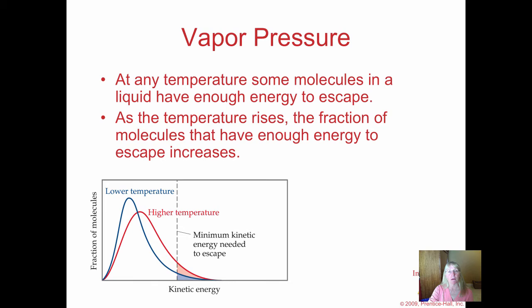As you crank up the temperature, though, the fraction of molecules that have enough kinetic energy to escape the intermolecular forces that hold them in the liquid becomes greater. And that's what this graph is showing here. The red line represents the same substance at a higher temperature, and the dotted line represents the minimum amount of energy required for molecules to escape the liquid phase. So essentially, the area underneath the curve, which represents the fraction of molecules which have sufficient kinetic energy to become a gas, increases as you crank up the temperature.